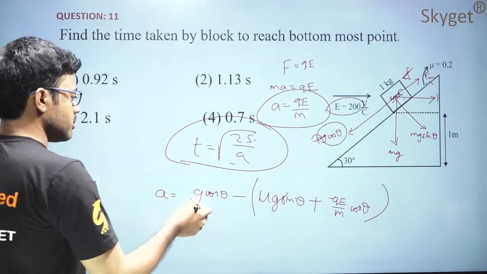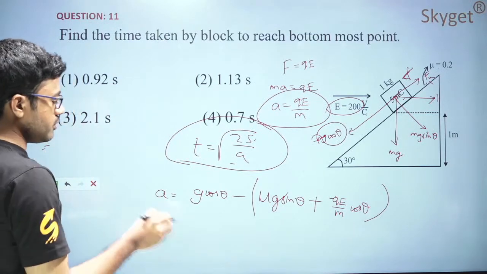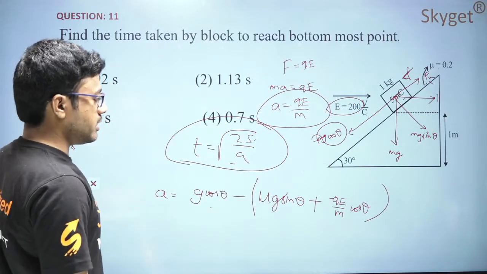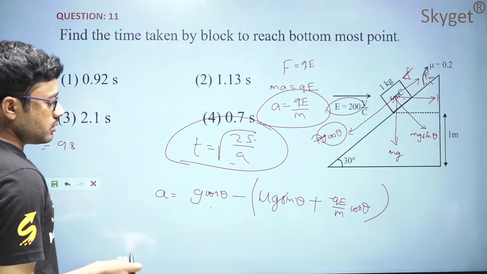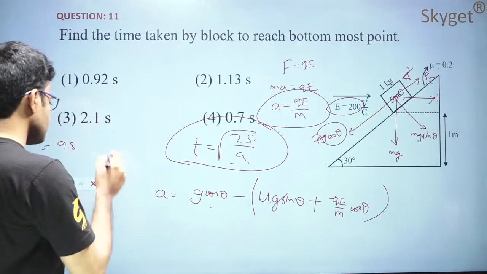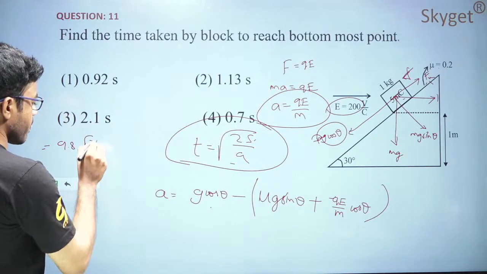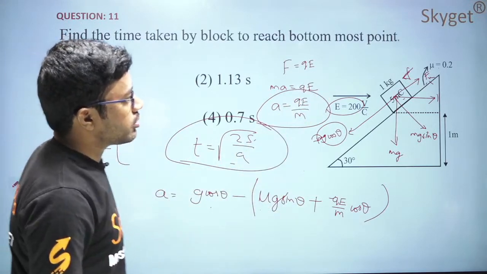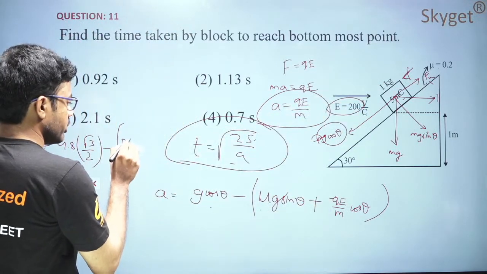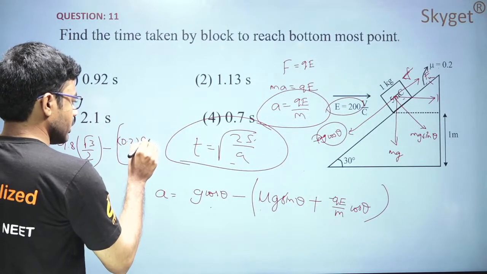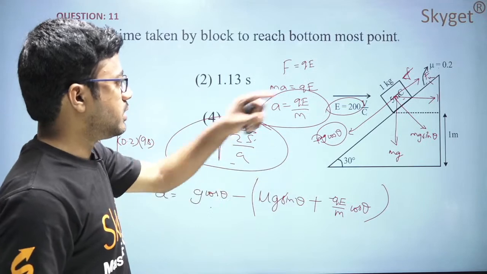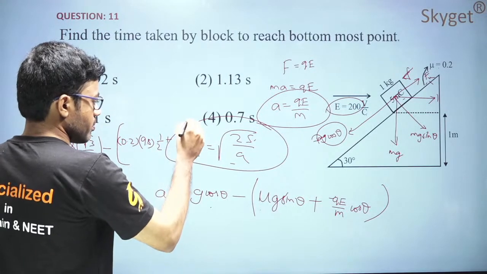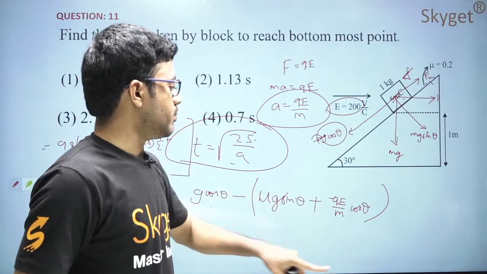So now let us substitute the values. Let us take the value of g, which is 9.8, cos theta, as theta is 30 degrees, cos 30 degrees is root 3 by 2, minus mu. He has given the value of mu as 0.2, so 0.2 into g, 9.8, into sin theta, sin 30 degrees, that is 1 by 2, plus QE by M into cos theta.